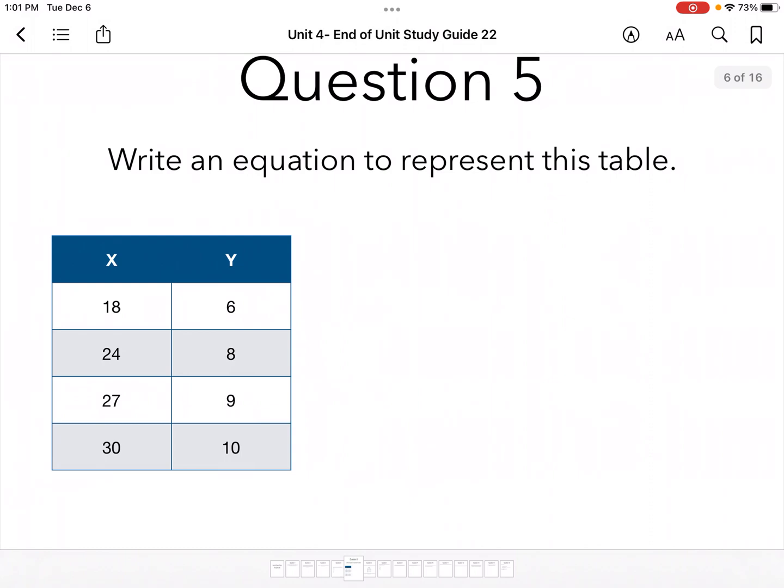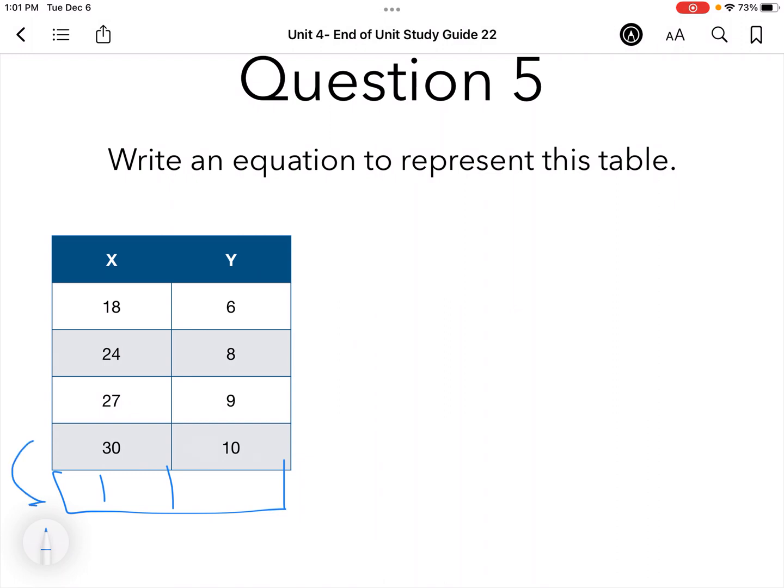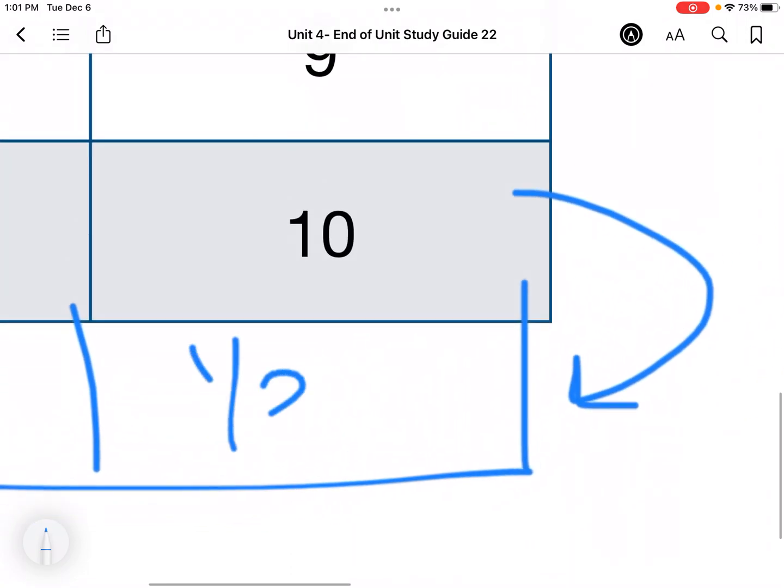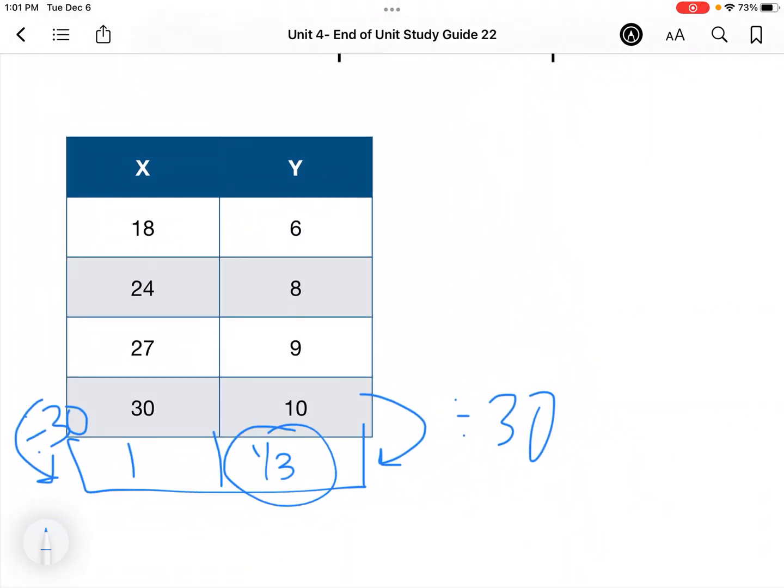All right, write an equation that represents this table. Okay, so I'm going to put a 1 here. I'm going to divide by 30. So 10 divided by 30 gives me 0.3 repeating, which is 1/3 as a fraction. So 1/3 x equals y.